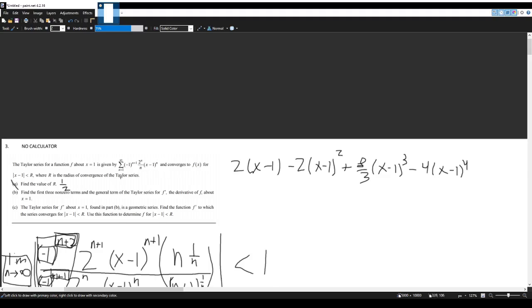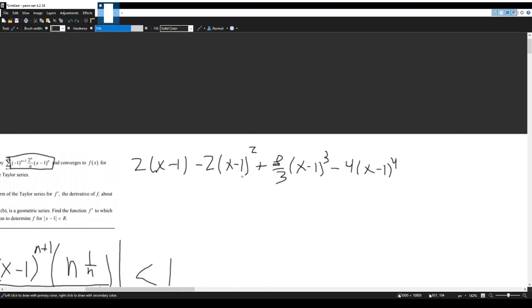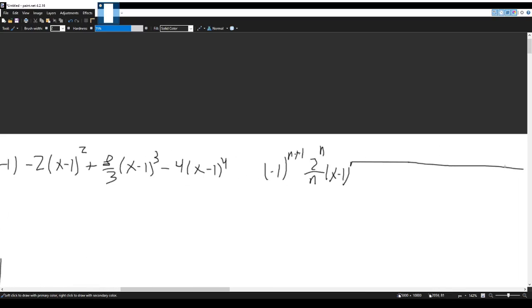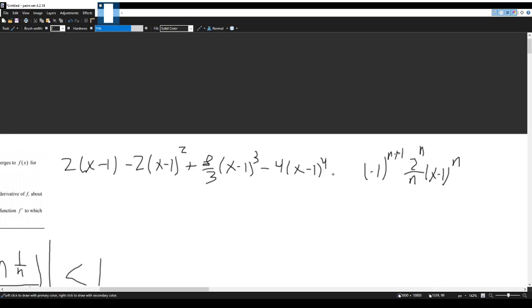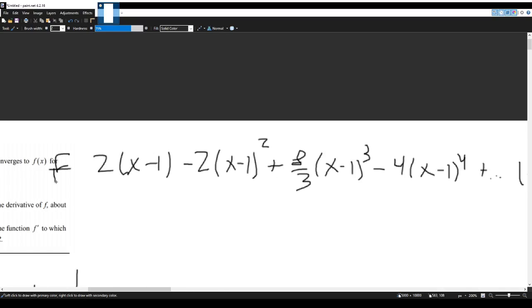So in general, well, we already know the general term. It's just this. So the general term, we'll say, is negative 1 to the n plus 1, 2 to the n over n, (x minus 1) to the n. Okay, so that's the general term, and this is all for f, right? Plus dot dot dot. All right, so this is f. Now I'm actually going to write this on the other side. This is f, but we want f prime. So let's take the derivative of each of these.